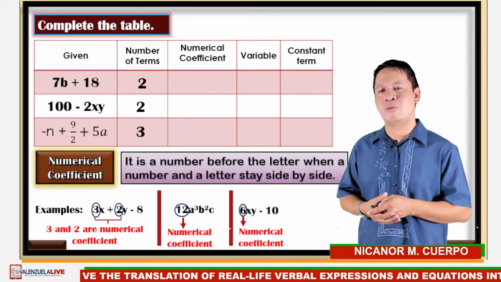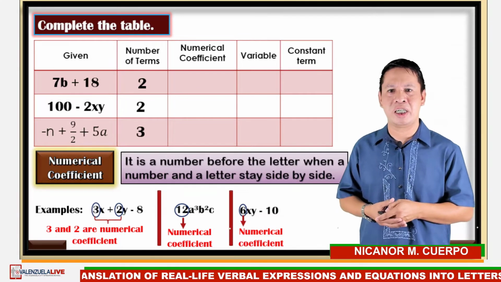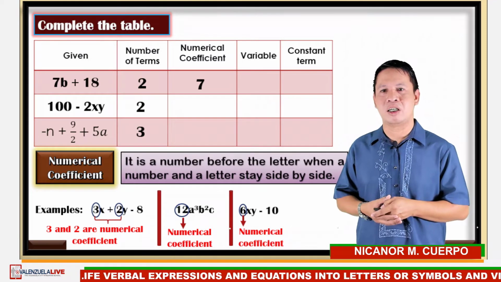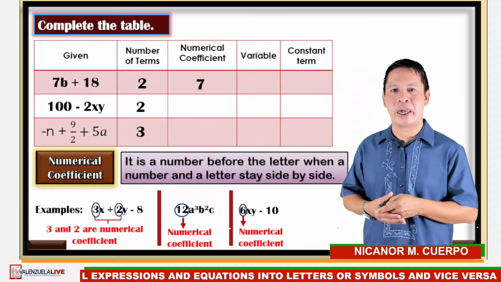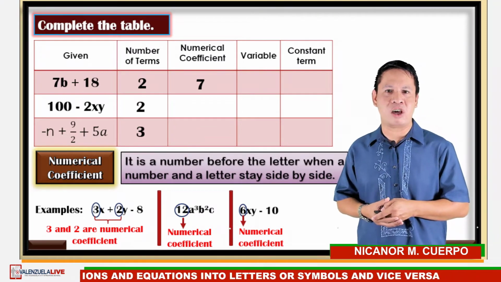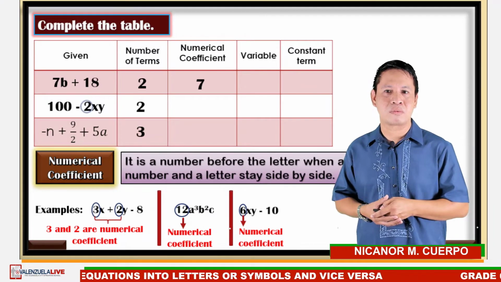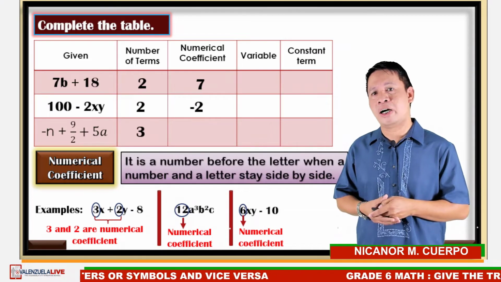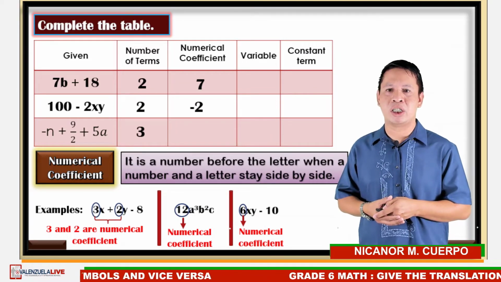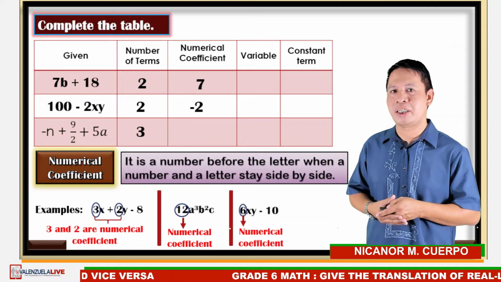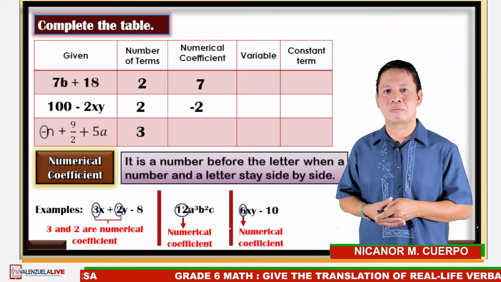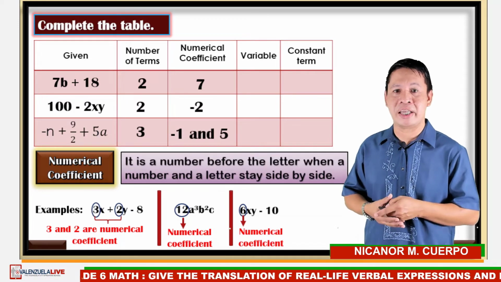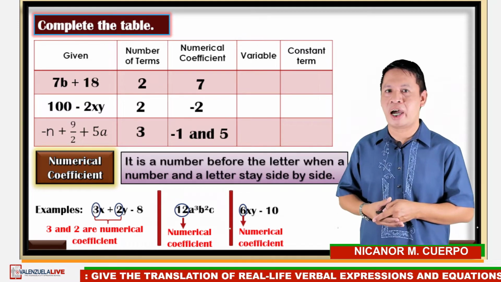So, what is the numerical coefficient of 7b plus 18? Correct, it's 7. 100 minus 2xy, what is the numerical coefficient? Correct, it's negative 2. For negative n plus 9 over 2 plus 5a, what is the numerical coefficient? Correct, there are 2, and that is negative 1 and 5.